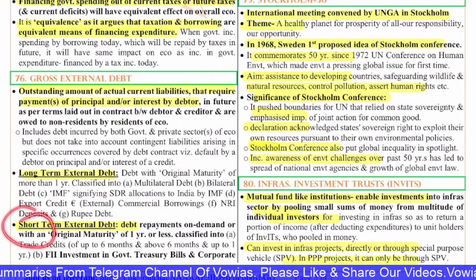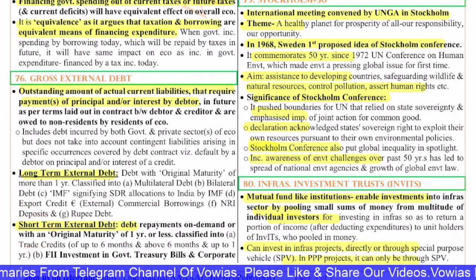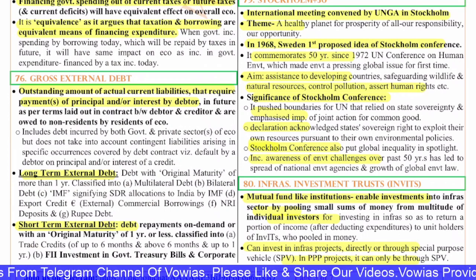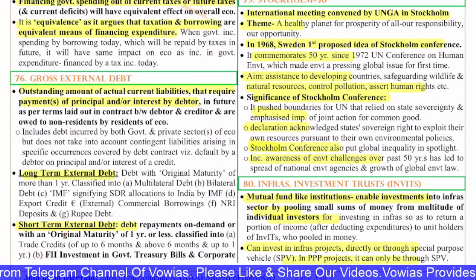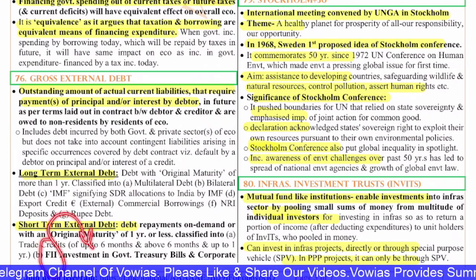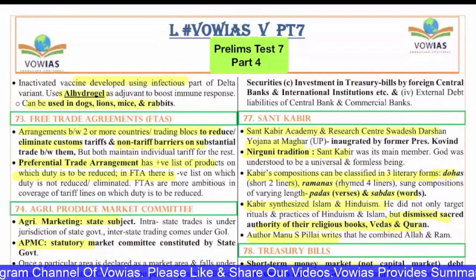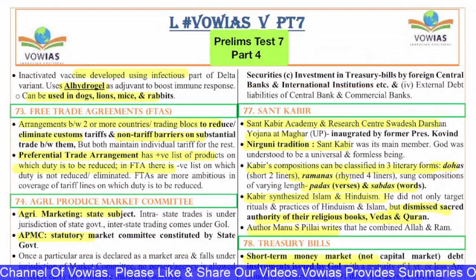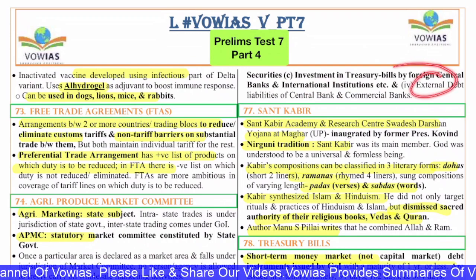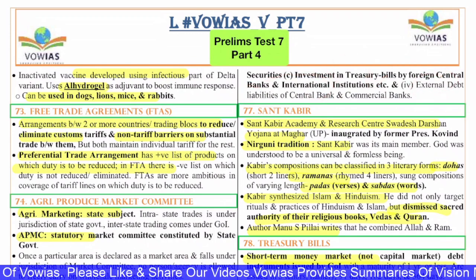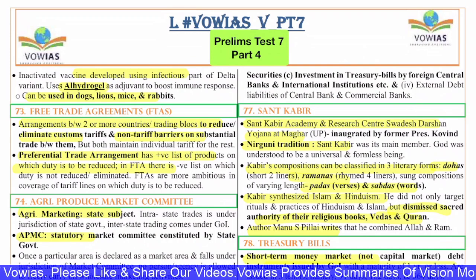Short-term external debt is nothing but debt repayable on demand with maturity of less than 1 year. It is classified into trade credits of up to 6 months and above 6 months and up to 1 year, FII investment in government treasury bills and corporate security investments in treasury bills by foreign central banks and institutions, and external debt liabilities of central bank and commercial banks. All of these things come under short-term external debts.